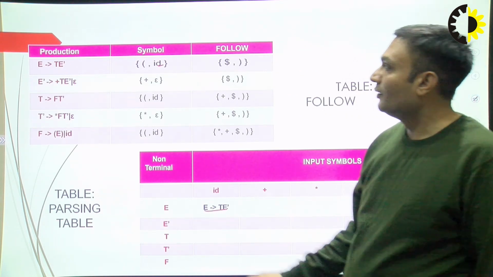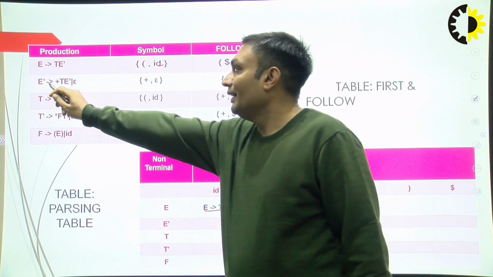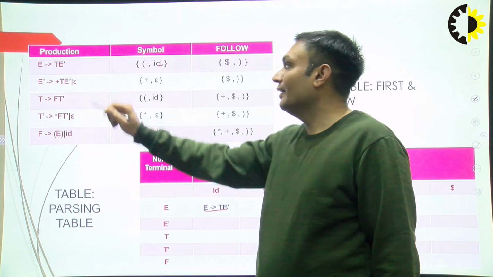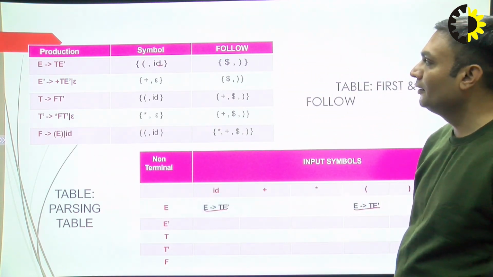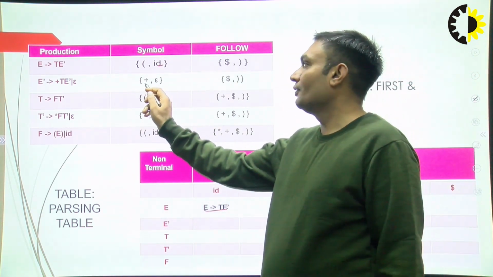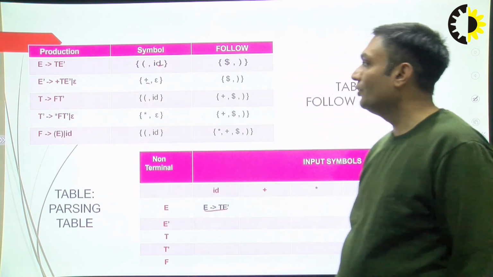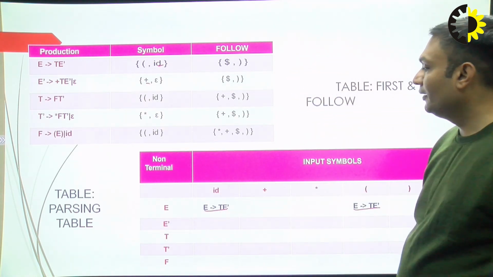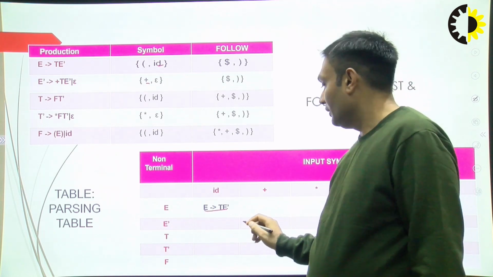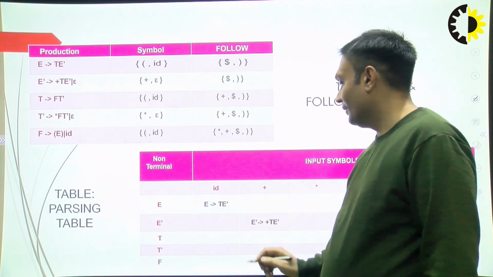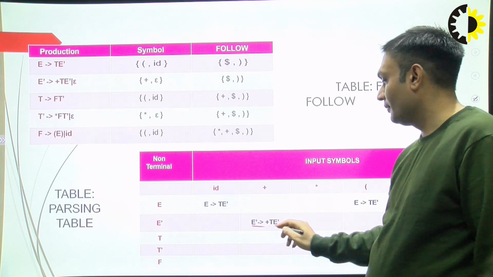Now next, E dash to plus T E dash. Where will we put it? We will see the first. Now plus. At the location of plus, we will write the rule E dash to plus T E dash.